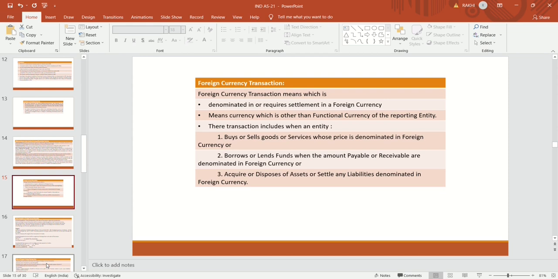If a company acquires any asset, any property, plant, equipment from the foreign market, or sells any property, plant, equipment to the foreign market, and settles any liability denominated in foreign currency, that transaction is also considered a foreign currency transaction. So these transactions are denominated in, or require settlement in, foreign currency, meaning the currency which is other than the functional currency of the reporting entity.